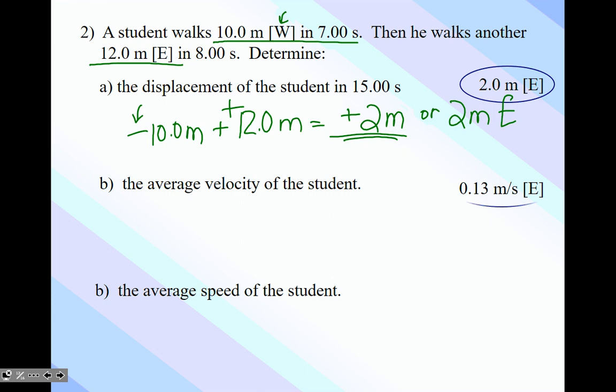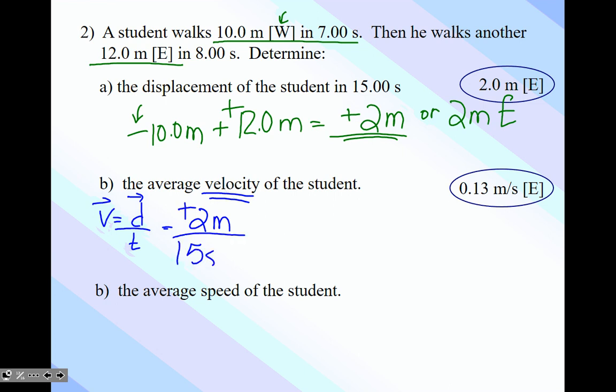And the average velocity, oh, darn it, I shouldn't have put that in there. The average velocity of the student. Now, for velocity, we're using this formula: displacement over time. And that's going to give you, this time, 2 meters over 15 seconds. And that's going to give us 0.13 meters per second east. That's your best answer.